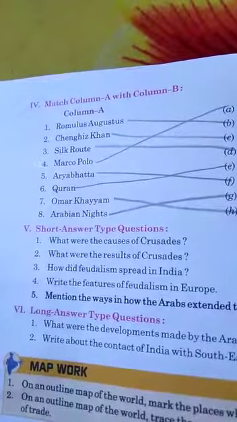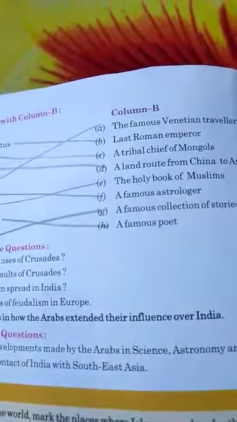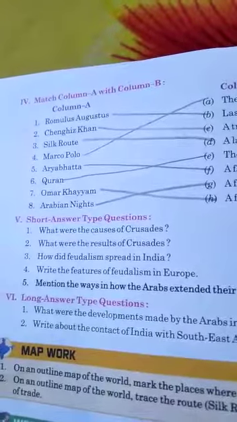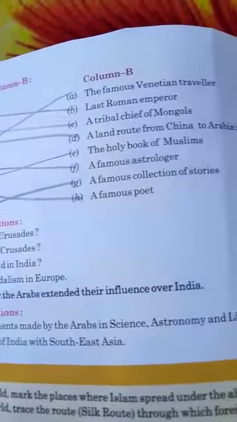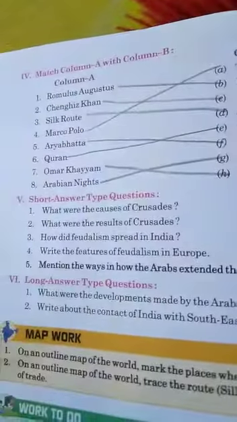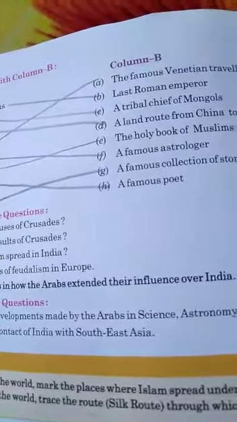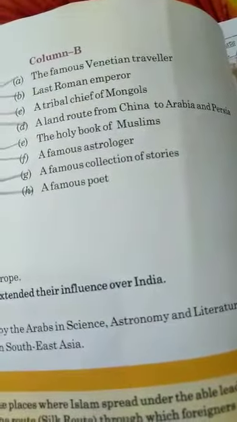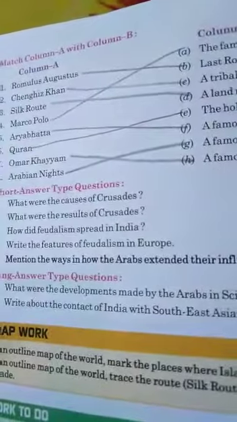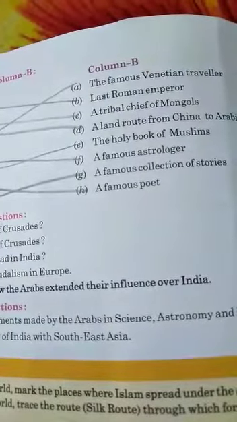The first one is Romulus Augustus is matching with B, last Roman emperor. Then second, Genghis Khan is matching with C, a tribal chief of Mongols. Then third, Silk Route is matching with D, a land route from China to Arabia and Persia. Then fourth, Marco Polo is matching with A, the famous Venetian traveler.